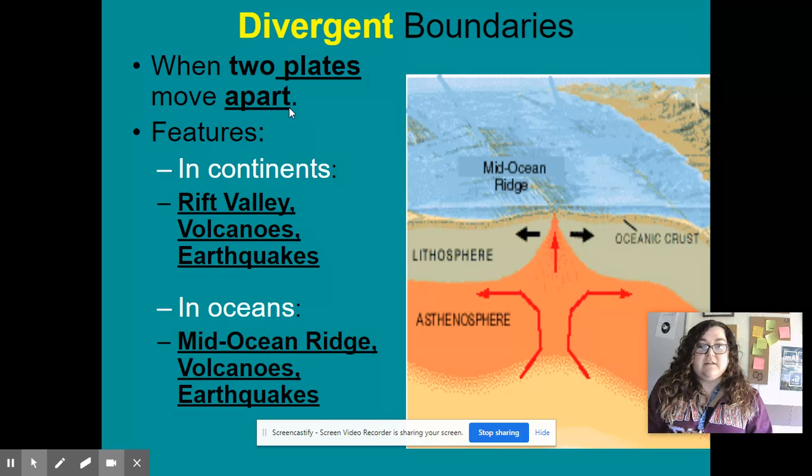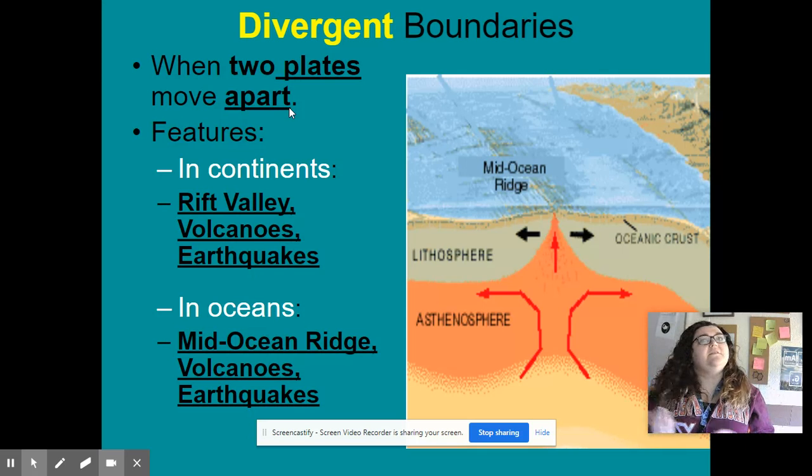In continents, you get rift valleys, volcanoes, and earthquakes. Up in Iceland, I believe, Iceland or Greenland, pretty sure it's Iceland, you have specific types of volcanoes where the plates are being pulled apart. Then all that magma comes up in these long ridges, and those are a specific type of volcano. And then again, you get earthquakes because the movement of the plates causes an energy release. And then you have a rift valley.